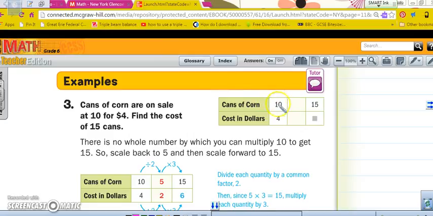Can I go straight from 10 to 15? No. So I'm going to look, what can I reduce 10 and 4 by? They both can be divided by 2. 10 divided by 2 is 5. 4 divided by 2 is 2. Now, can I go from 5 to 15? I can. So I can multiply by 3, and whatever I do to the top, I also do to the bottom. Notice the 2's are the same and the 3's are the same. Just like fractions, you need to make sure you're doing the same thing to top and bottom. And 2 times 3 is 6. So we found out that the cost for 15 cans of corn is $6.